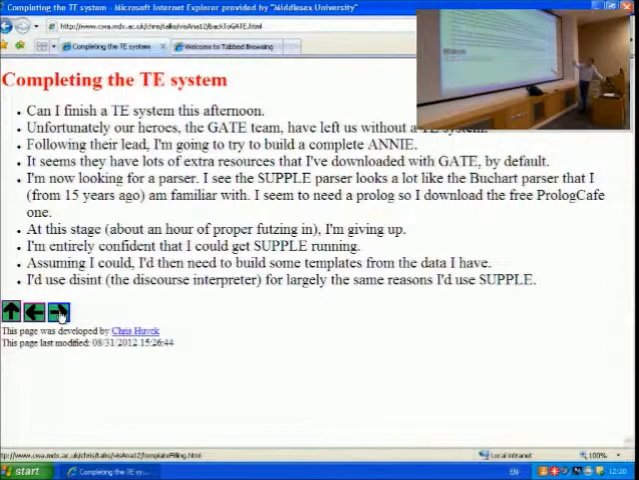Assuming I could, I then need to build some templates from the data that I have. So I'd have those frames from all the sentences, or partial frames from partial sentences, because I might not parse them perfectly. And if I can't parse them perfectly, I just take the information I got from what's there. I'd use DISSENT, which they provide, again in Prolog, which is the discourse interpreter, for largely the same reasons I use Sept. I worked on it 15 years ago.